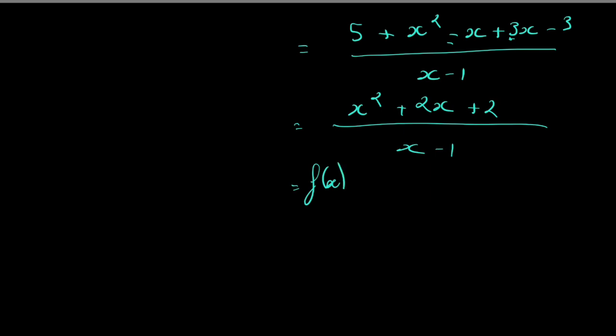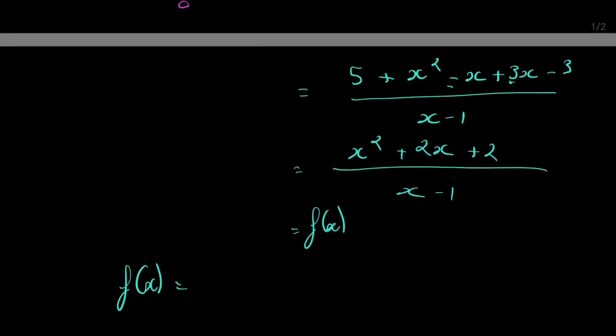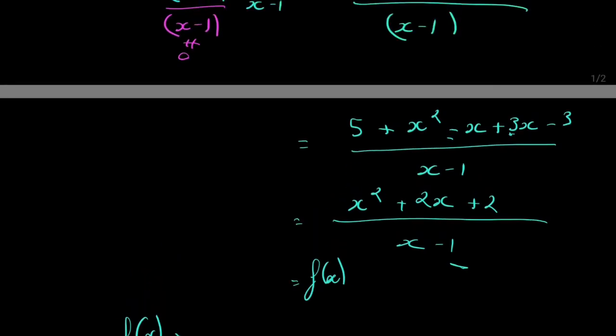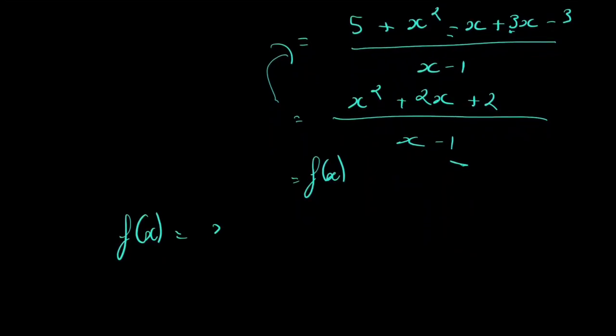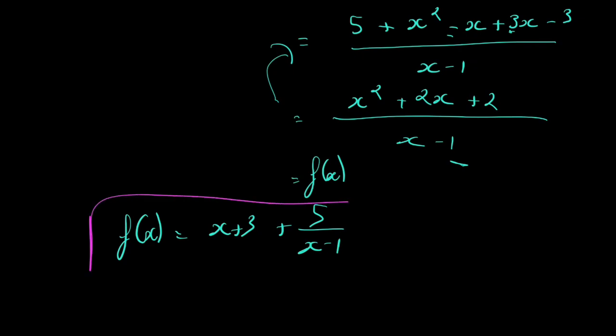In conclusion, f of x is equal to this, of course, but going step by step, we can say that this is equal to x plus 3 plus 5 over x minus 1. And we have solved this question.